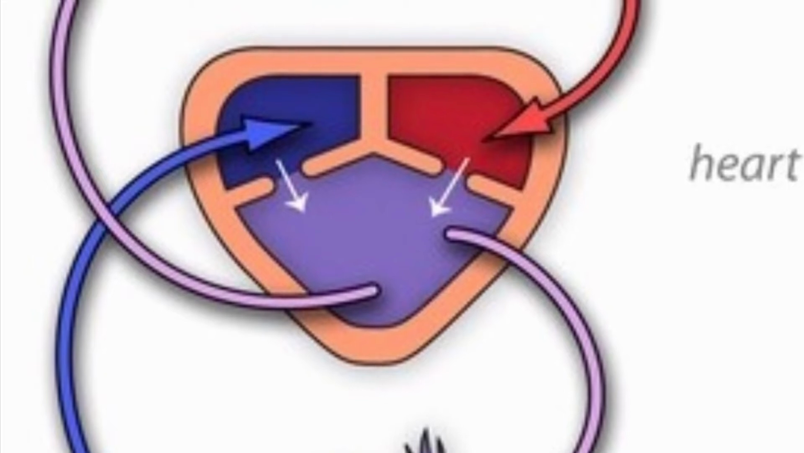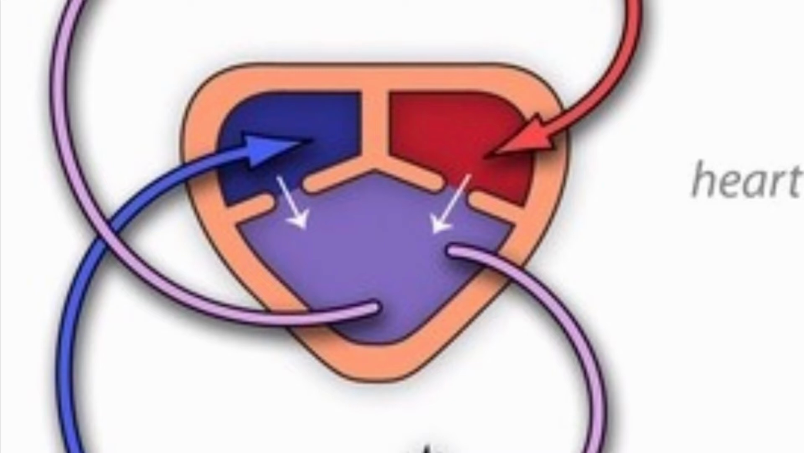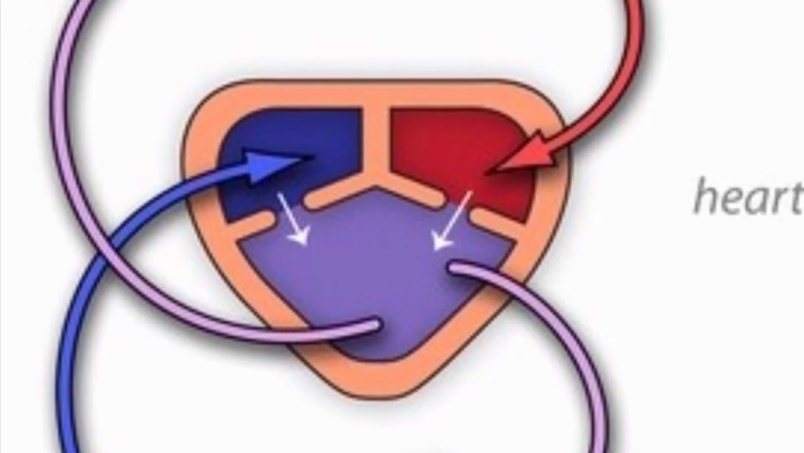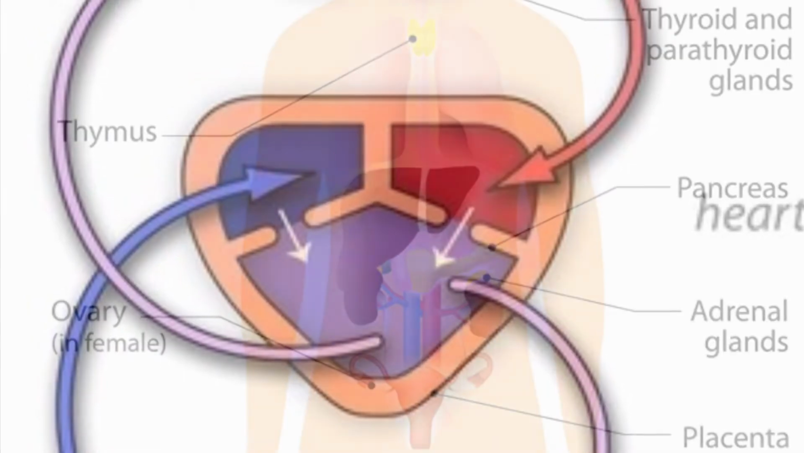Blood from the body enters directly into the right atrium, and blood is pumped out by 2 ventricles. The frog's heart has 1 ventricle, hence deoxygenated blood from the body mixes with oxygenated blood coming from the lungs.